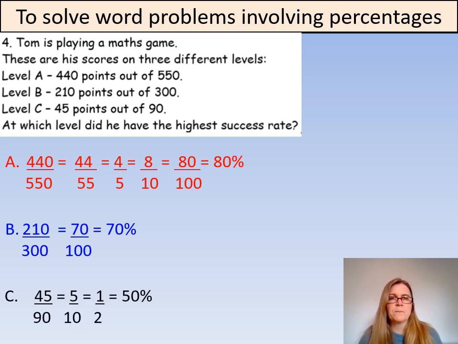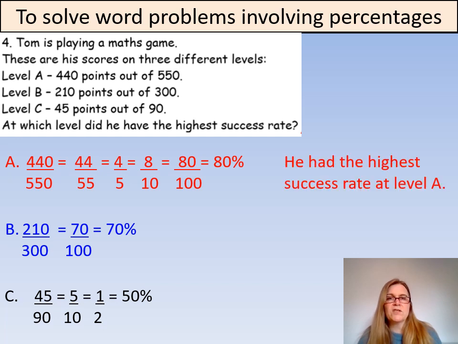Now look at C. 45 out of 90 gives you the fraction 45 over 90. Some of you will spot that this is equivalent to half. If you didn't, think about how to turn the denominator into 10. You can divide the denominator and numerator by 9 to give you the equivalent fraction 5/10, which you know is 50%.